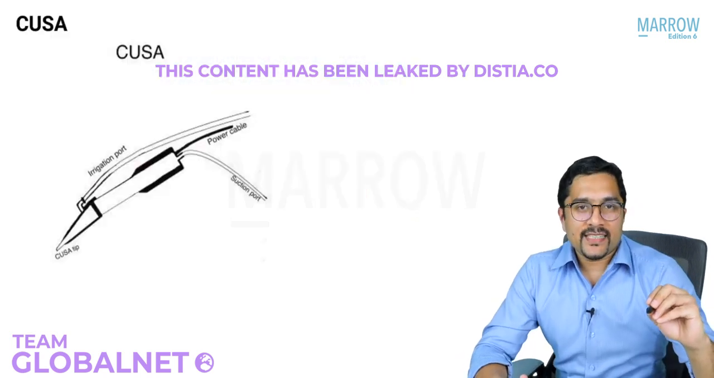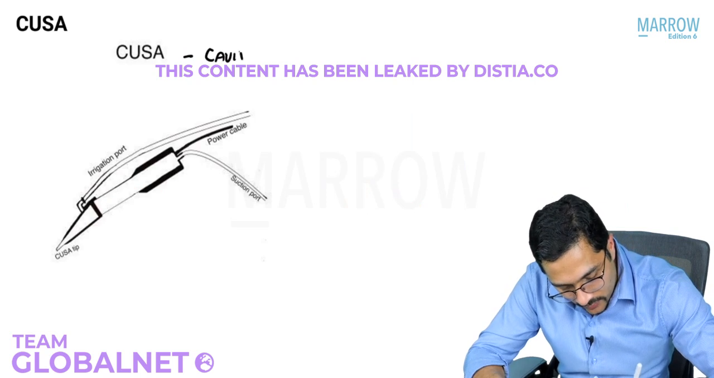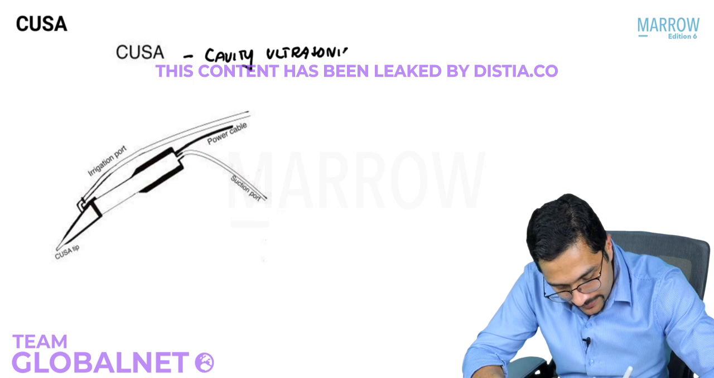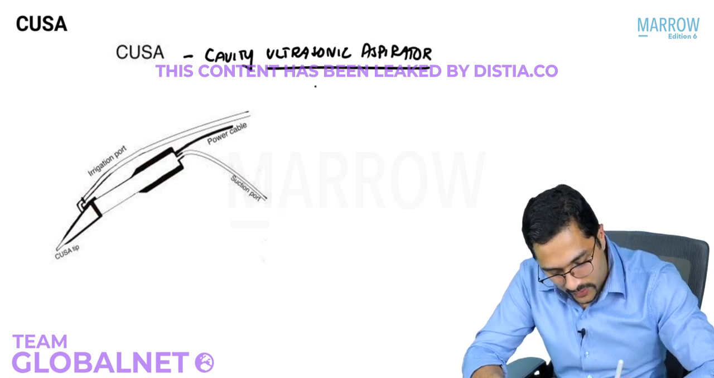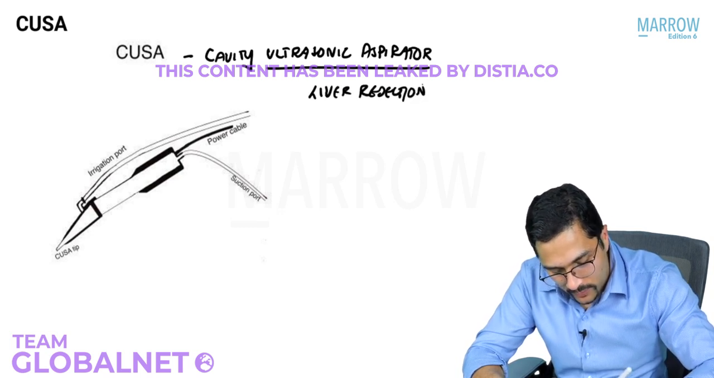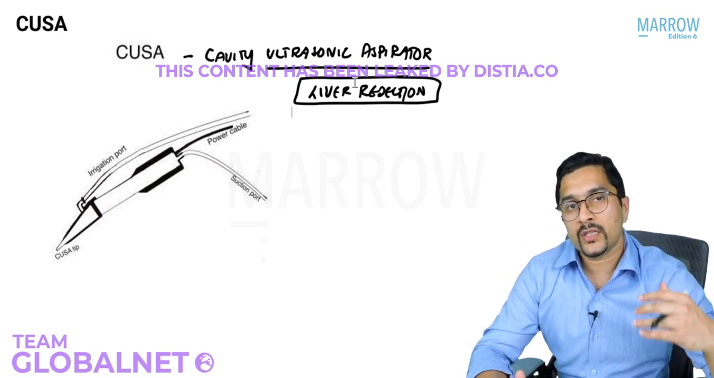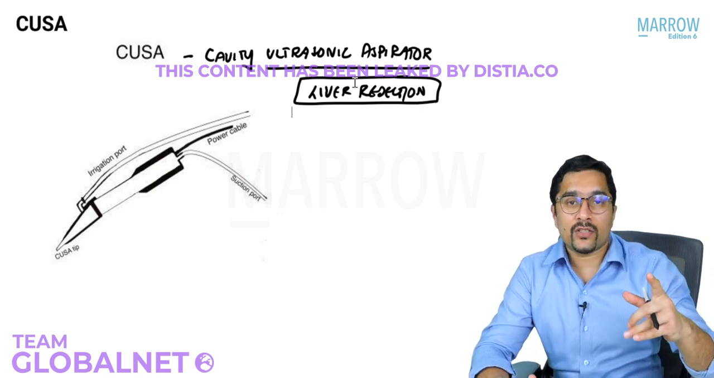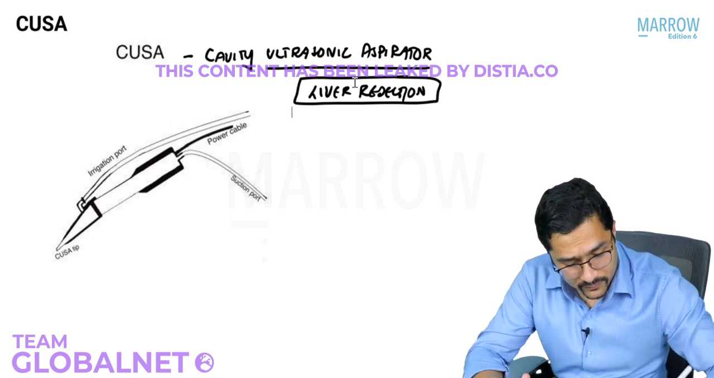So another very interesting equipment is called CUSA. CUSA is cavitational ultrasonic aspirator, and this is particularly used for liver resections. Now, in the module on liver tumors, I've shown a video of liver resection which was shared by a friend who's a hepatobiliary surgeon, and he's used CUSA to carry out the resection, and you can always see that module and see how liver resection is done.